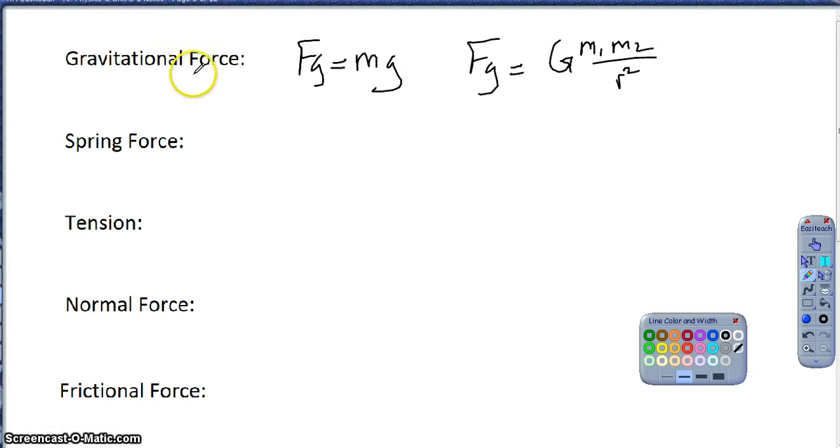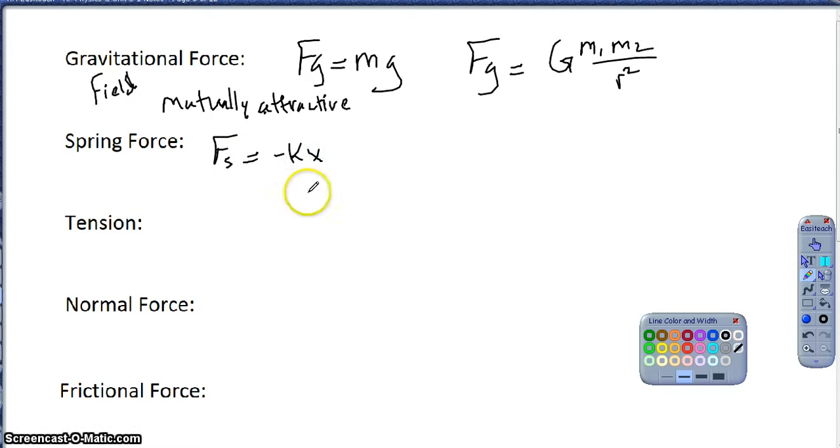Biggest thing to realize about gravitational force, one, it is a field force, right? It does not require direct contact. And then it is a mutually attractive force, right? It pulls two objects closer together. Okay, so gravity is a field force and it is mutually attractive. The spring force, one of the most common forces that we tend to forget, is simply my spring force equals negative kx, right? That's the only equation I really have for working with my spring.